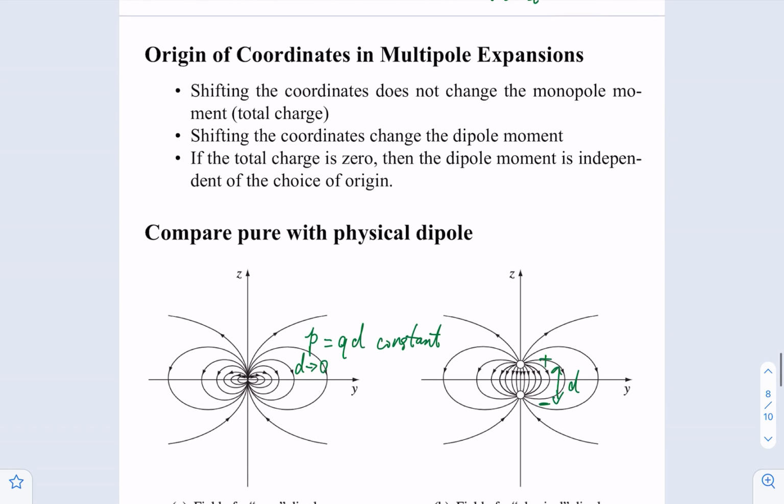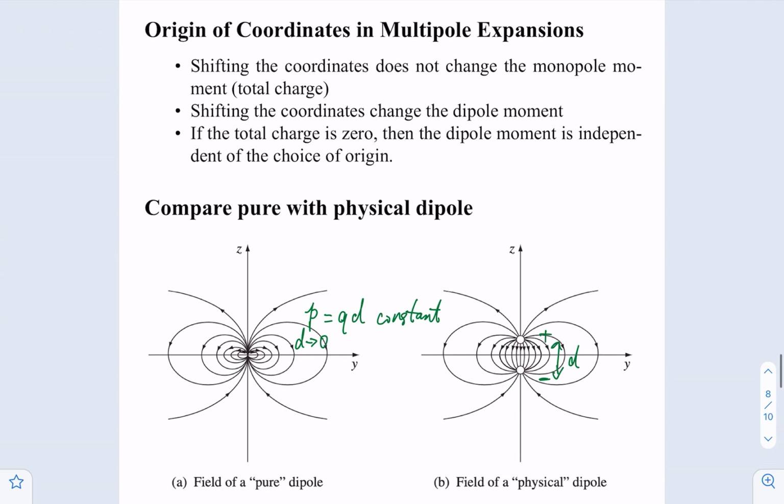So we can compare this pure or perfect dipole on the left, and the potential for a physical dipole on the right. And you can see that in the far field these are identical, but in the near field the point dipole or the pure dipole is different from a physical dipole.